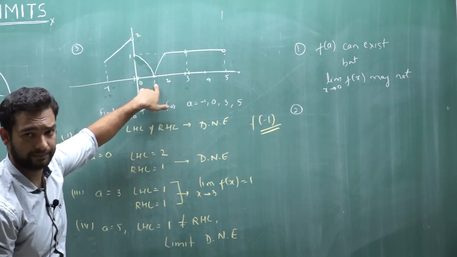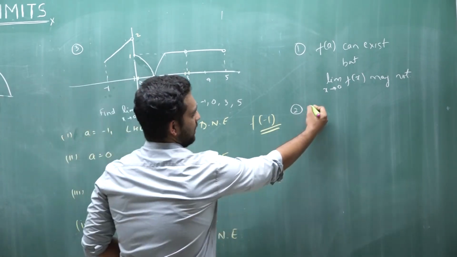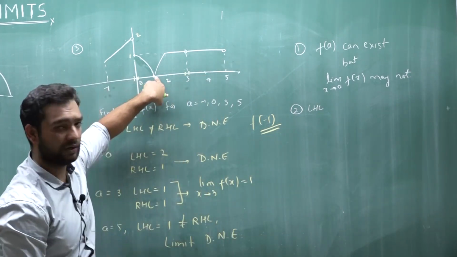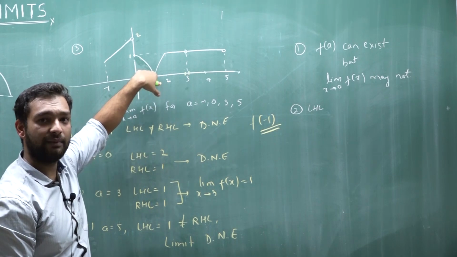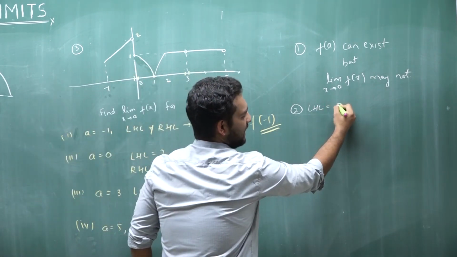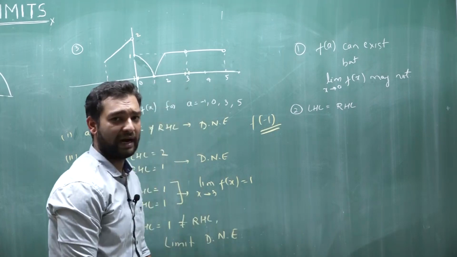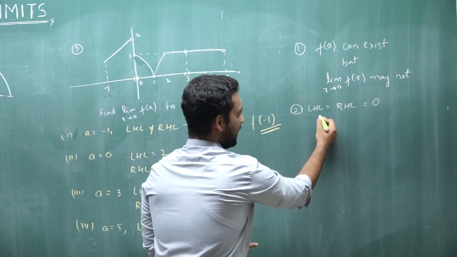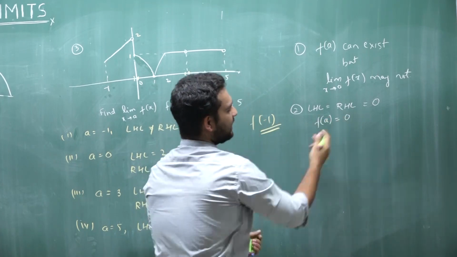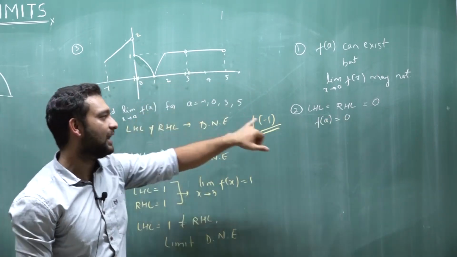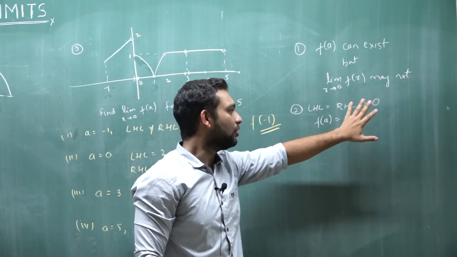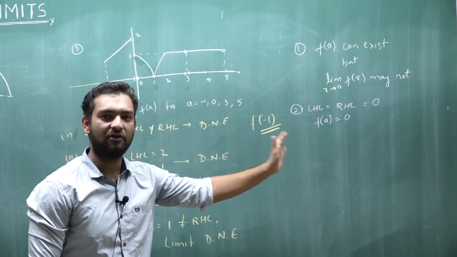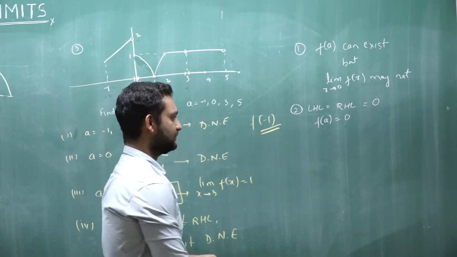Third, if you look at 1, left hand limit at 1 will be 0, right hand limit at 1 will be 0, f of 1 will again be 0. So here what we are getting is left hand limit is equal to right hand limit. That means the limit is existing and it's coming out as 0. F of a is also existing, that is f of 1 is also existing and again coming out as 0. So in this case, what can we say? That limit as well as your f of a can coexist.